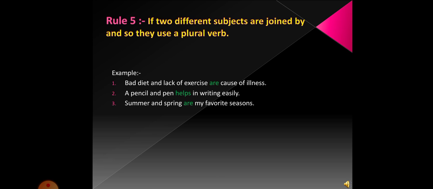Summer and spring are my favorite seasons. Here summer and spring are two different subjects, and I have used here are, as I have joined them by and. As the rule states, if two different subjects are joined by and, they use a plural verb. Now the next rule.